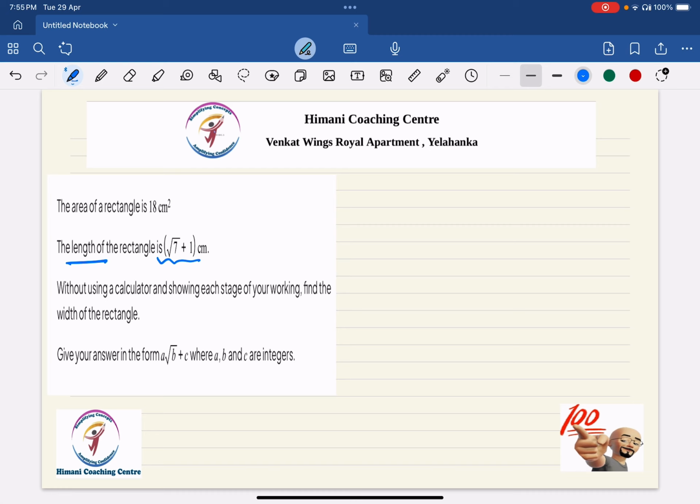Students, the questions which I have picked are all non-calculator, so you understand this thing very clearly. Now, when it comes to the area of a rectangle, what is the area of a rectangle? Length times breadth is equal to area.